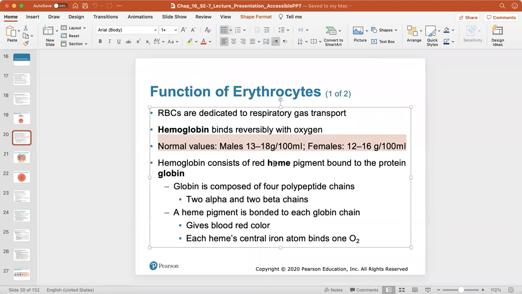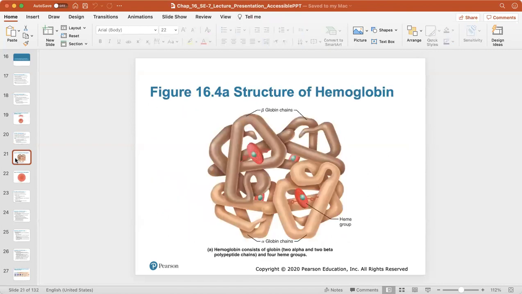Hemoglobin consists of a red heme pigment bound to the protein globin, and globin is composed of 4 polypeptide chains, 2 alpha and 2 beta. A heme pigment is bonded to each globin chain, which gives the blood a reddish color, and each heme's central iron atom will bind 1 oxygen. So each hemoglobin, because it's made up of 4 chains, can bind up to 4 oxygens.